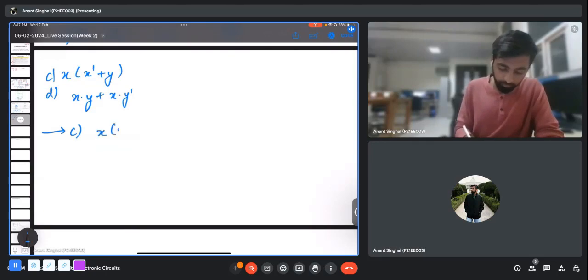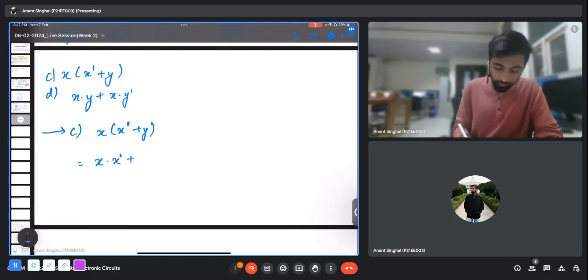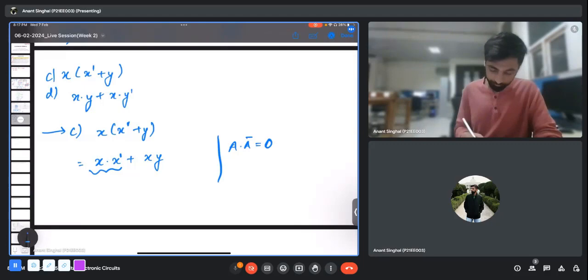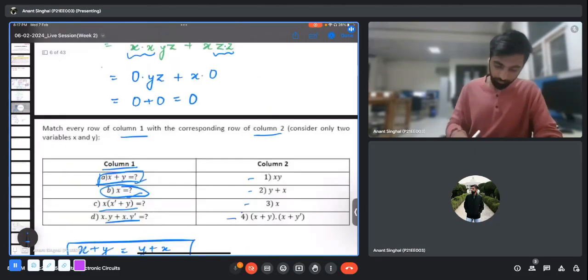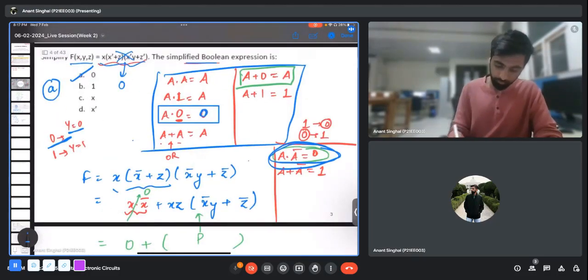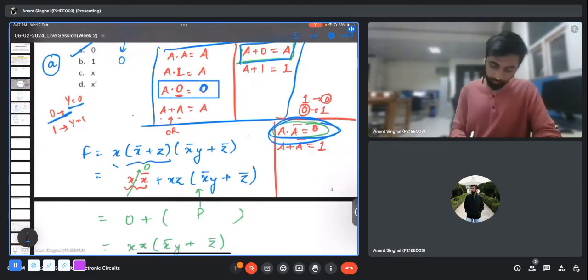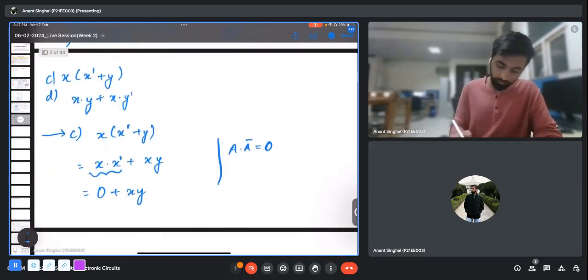So it is x times (x complement plus y). Again, if I open the bracket, it will be x times x complement plus xy. And we have just read that doing an AND operation with a complement will always result in a 0. So this is nothing but 0 getting ORed with xy. Again, if I go back to the first question and see the property, adding 0 to any variable will result in the variable itself. So what I can write here is the variable itself.